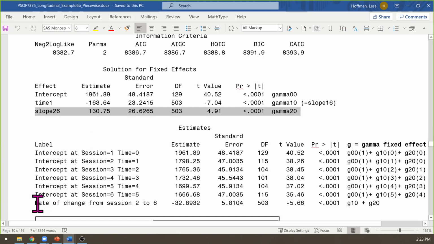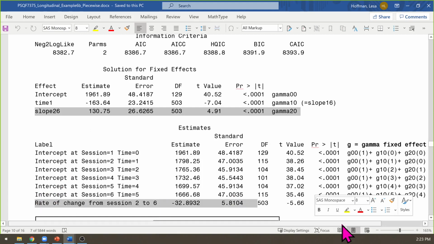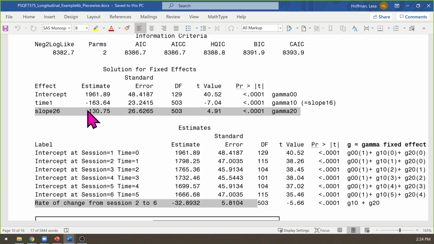And so then I can use an estimate statement to put them together to get what the model says the rate of change actually is after session 2. So previously I had the first slope and the second slope. Now I have the first slope and the difference between the two as model parameters. They are equivalent though. You can get from one to the other. They are equivalent with respect to their fixed effects.